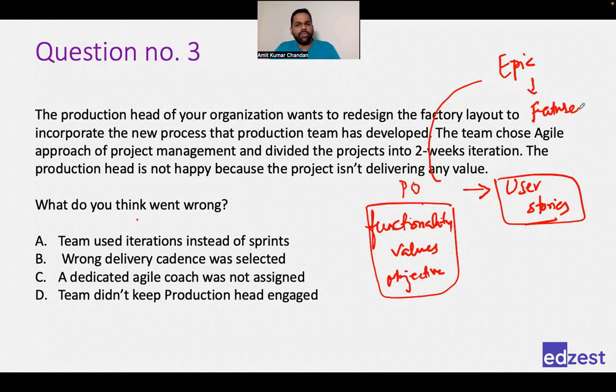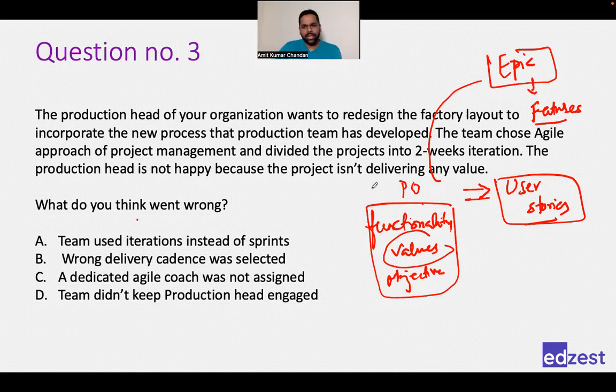So what would the product owner do? The product owner would understand the value. Value is a very high-level thing. Within that value, within that functionality, they understand what kind of features we can deliver. While they are discussing that, they might end up with some huge user stories. That becomes an epic, which you can think of as a bigger deliverable.